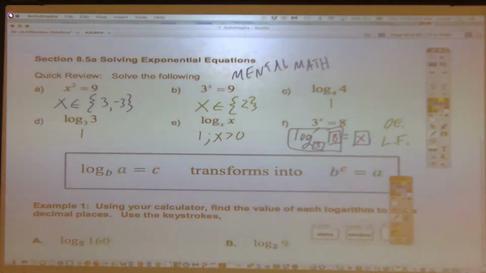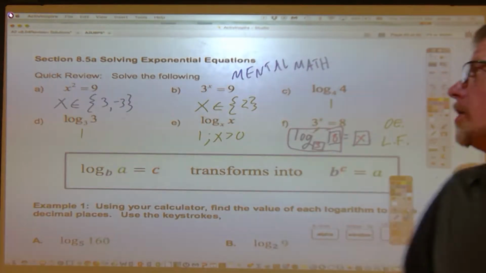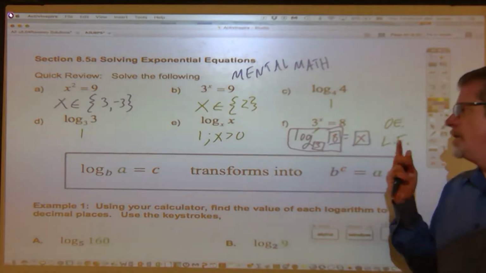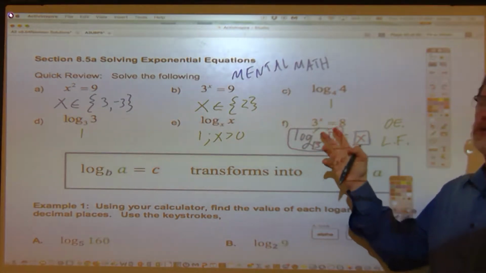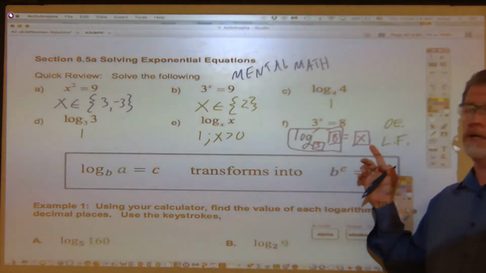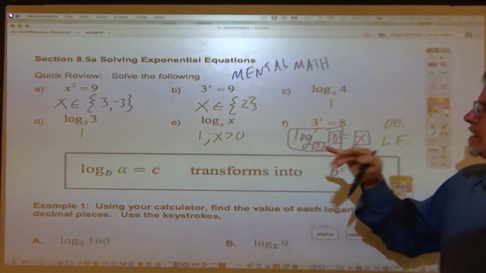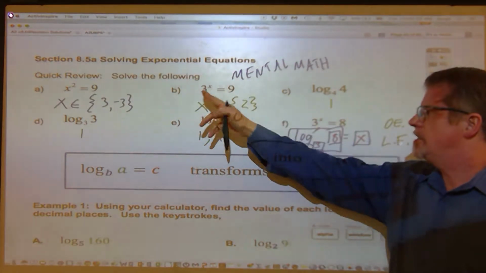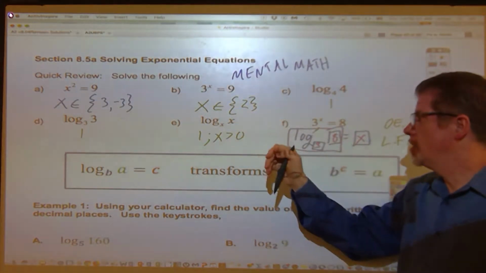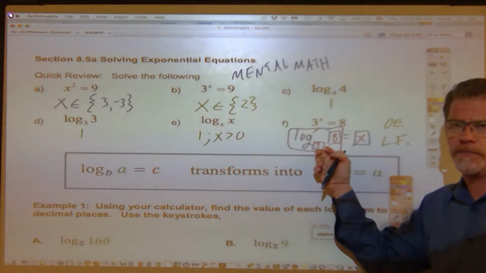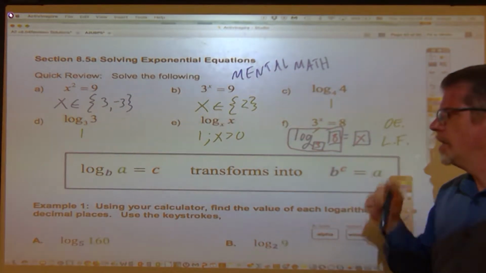So why does the x go away? Okay, so the question is, why does the x go away? And, you know, the task here was to solve for x, and x didn't really go away. It's still here. But just like in part B, the answer is 2. In part F, the answer is log base 3 of 8.